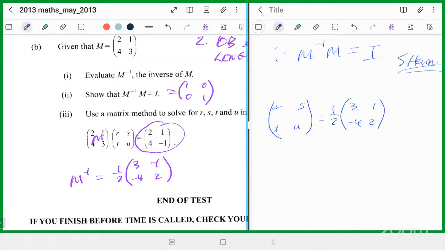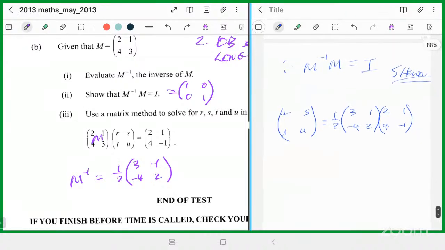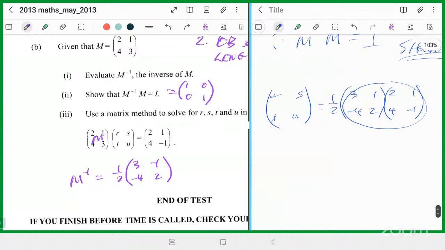Write out this matrix now, with the inverse in front of it: 2, 1, 4, 1, 0. I need to multiply these two matrices here and do the factor. It's going to become half of another 2 by 2 matrix.